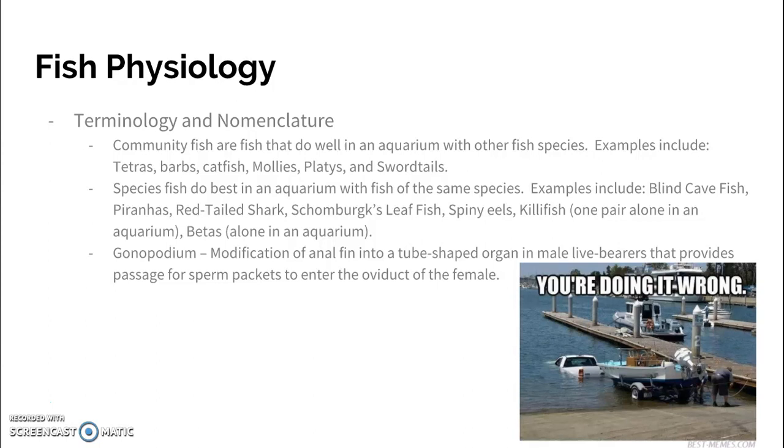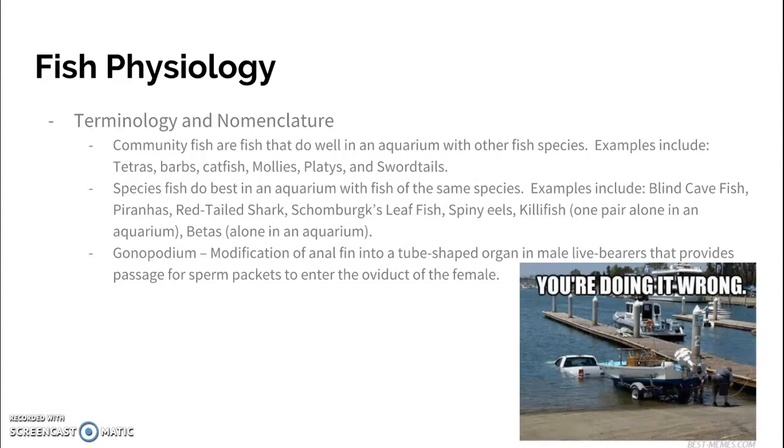Species fish do best in an aquarium with fish of the same species or by themselves. Examples of these guys would include the blind cavefish, piranhas, the red-tailed shark, Schomburgk's leaffish, spiny eels, killifish. Killifish are good just with one pair by themselves in an aquarium. And then bettas, only one fish in an aquarium.